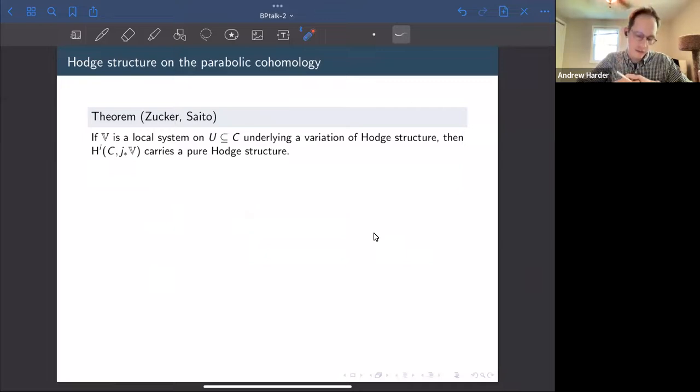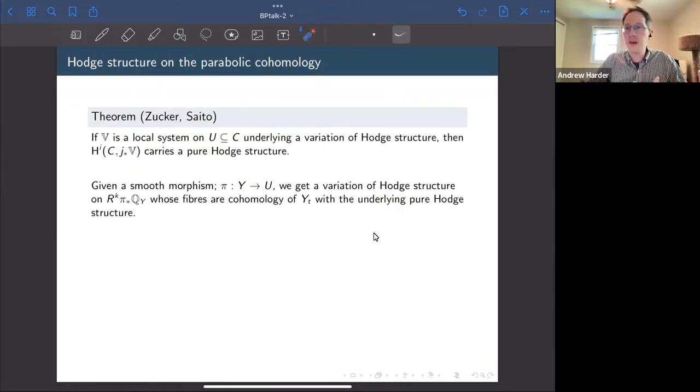Once we have all this, we have a theorem of Zucker, and after that Saito, which tells us that if we have a local system on the open part of a curve, and this underlies a variation of Hodge structure, then when I take the push forward, j from U to C, and take its cohomology, H1 I wrote, this carries a pure Hodge structure itself. So the cohomology of this push forward local system itself admits a pure Hodge structure.